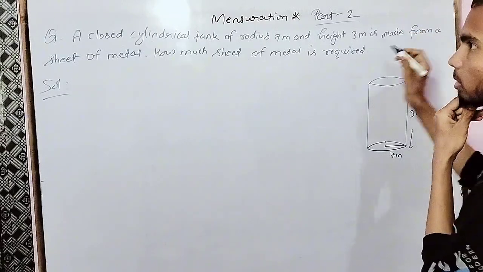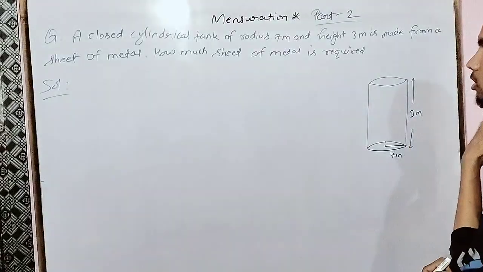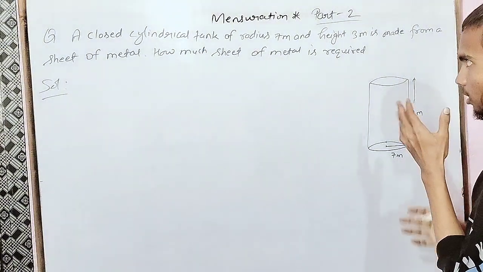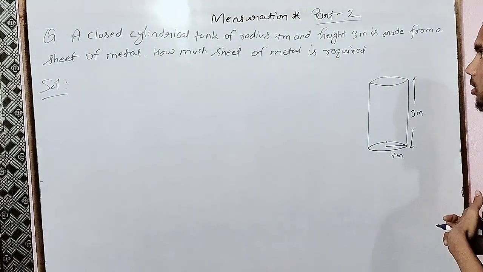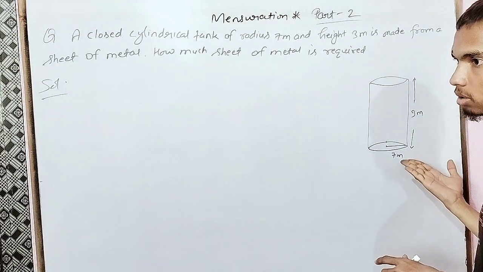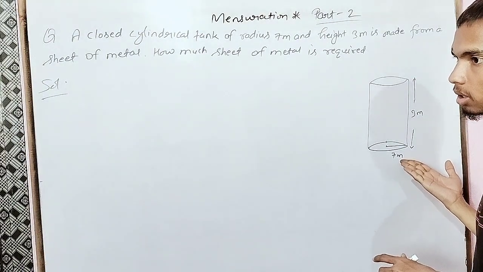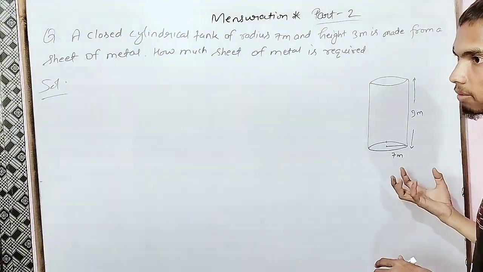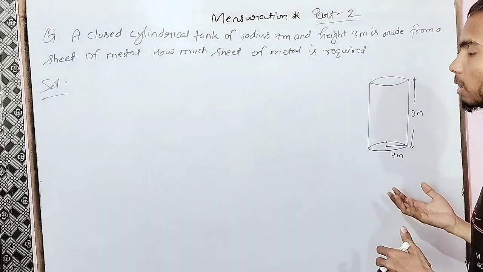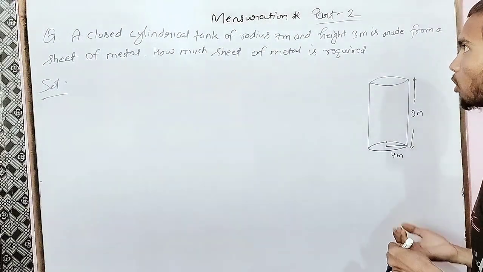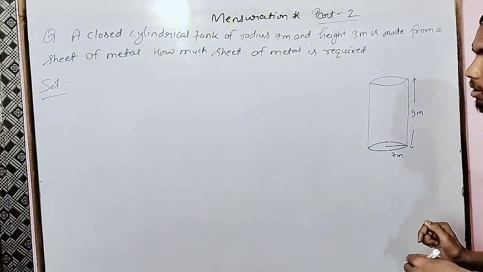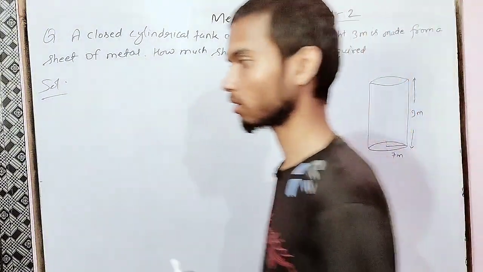It is made from a sheet of metal. How much sheet of metal is required? Here it is saying to find the total surface area of this closed cylindrical tank, to find how much metal is required to make a cylindrical tank of radius 7 meter.